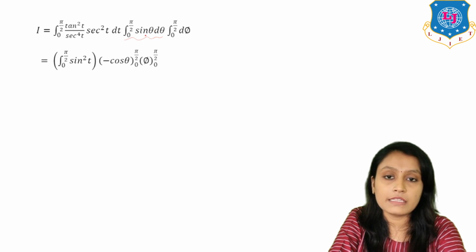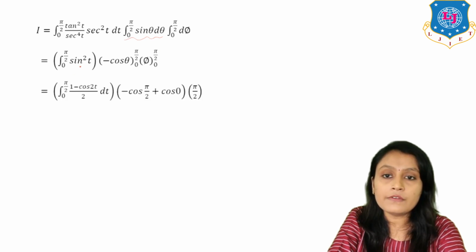And we have to evaluate this integral with respect to theta. So the integral of sin theta is minus cos theta, and the limits are 0 to pi by 2. And the integral of 1 d phi is phi, and the limits are 0 to pi by 2. Now we will write this sin square t as (1 minus cos 2t) upon 2 dt, and this integral is from 0 to pi by 2. Now here we substitute the limits, so you will get minus cos pi by 2 plus cos 0. And here substituting the limits, you will get pi by 2 minus 0, that is pi by 2.